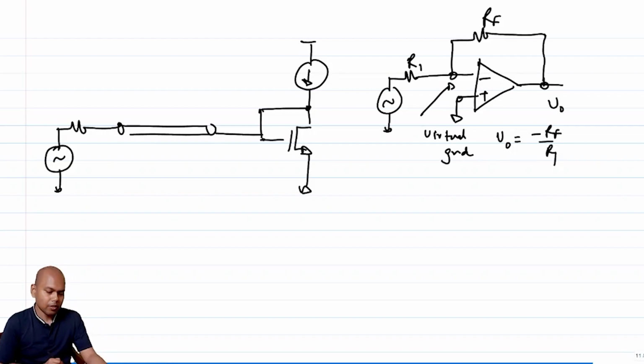But in our case, firstly we don't have an op amp, and there is no virtual ground. But do we have something similar? We actually have something similar, right? Because instead of an op amp, we have a voltage controlled current source. This is essentially a voltage controlled current source.